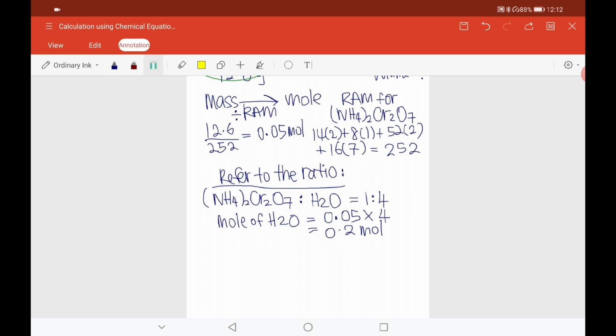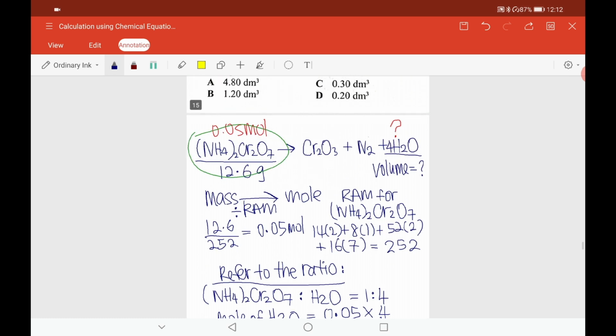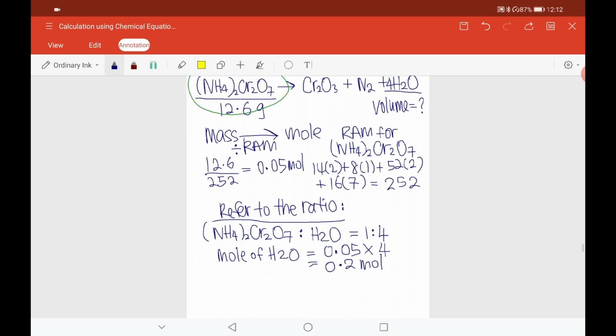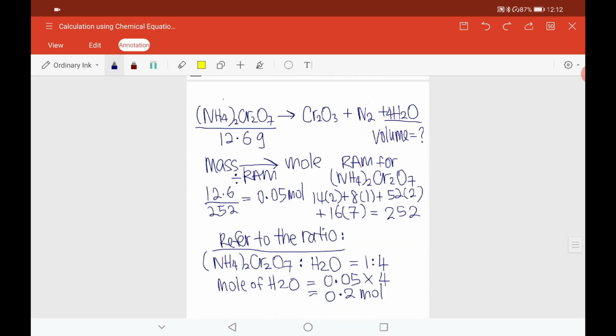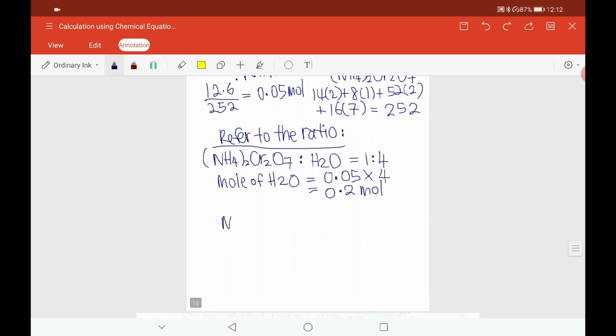So now we found the mole already for the water. So what is the final thing they want? Not water here, sorry, steam. They want the steam. So for this question, in the end, we are looking for volume. So now we already have the mole. We can change the mole to volume.